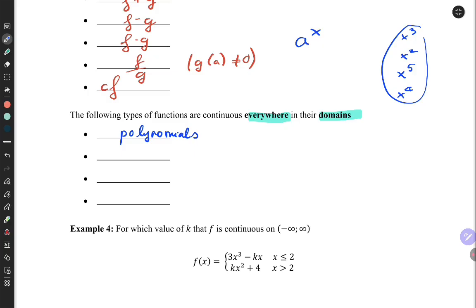Polynomial. Rational, as long as it's in the domain. Okay, rational also good. A root function, square root, cube root. A fourth one, I'll let you think about the fourth one, the final one. Absolute value.